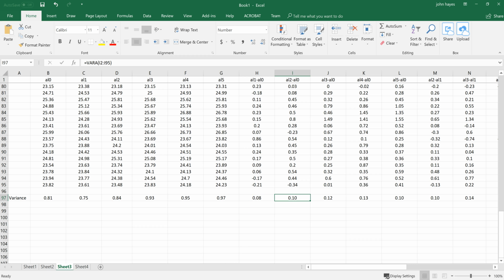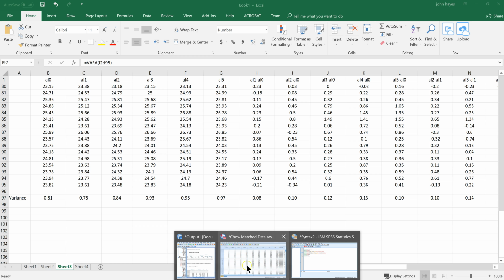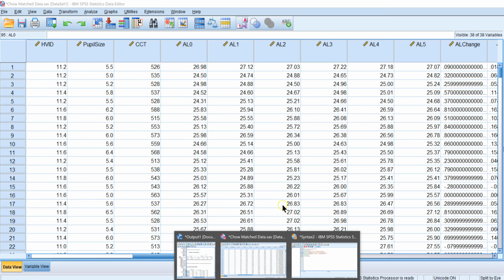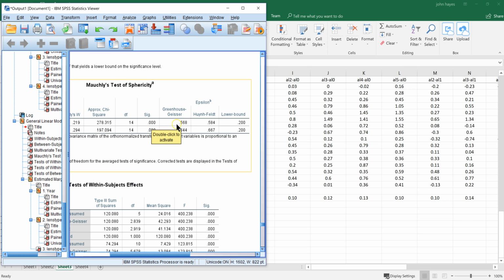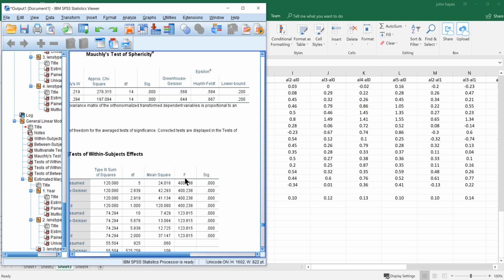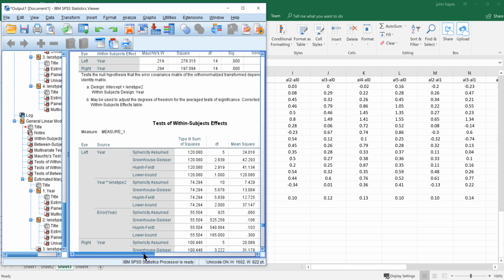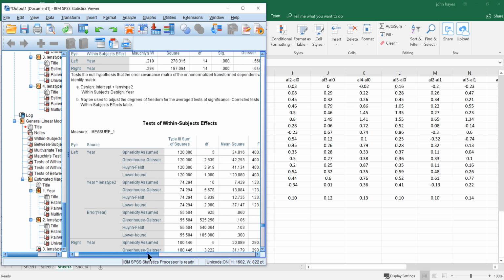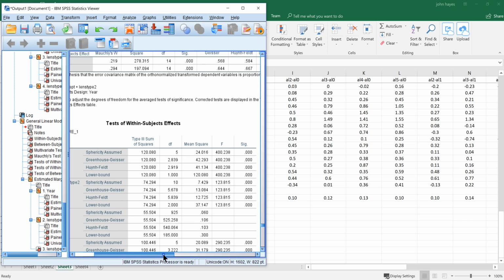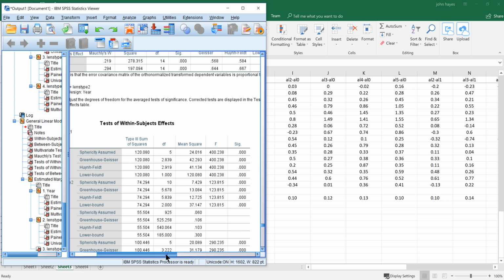And that's why our Mauchly sphericity measure was so significant, because these are so different. The p-value is 0.000, and these epsilons, the Greenhouse-Geisser, Huynh-Feldt, lower bound, these are all the corrections that are made to the degrees of freedom and so forth in order to come up with our test.